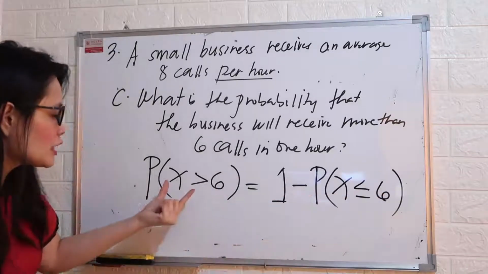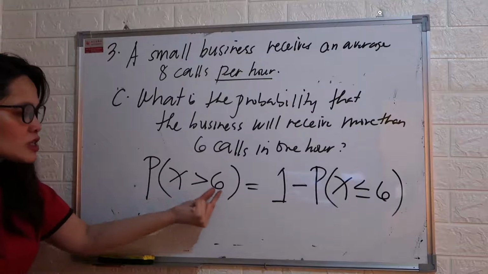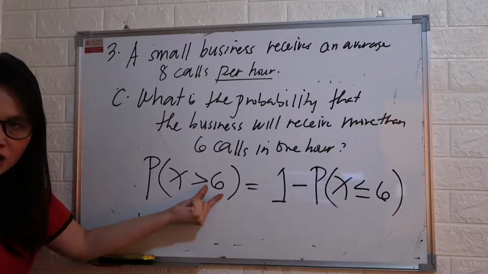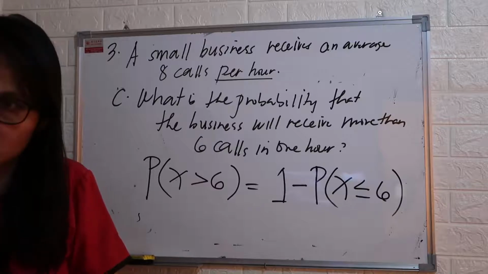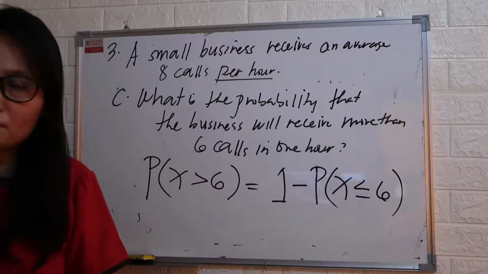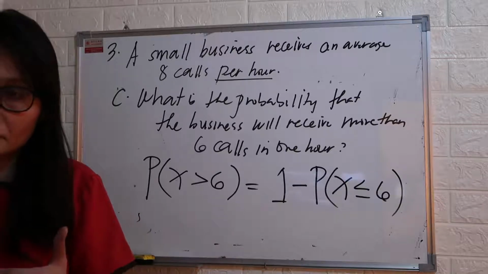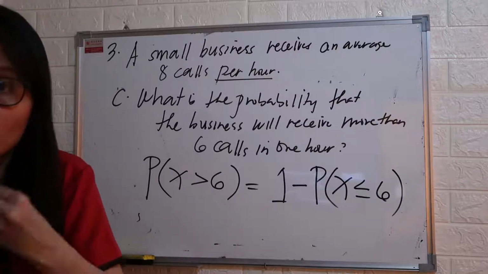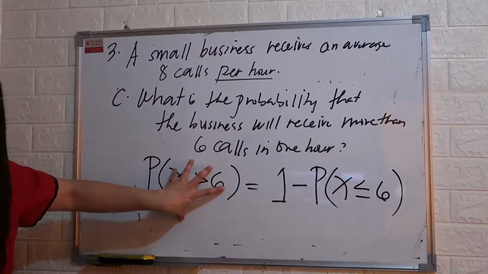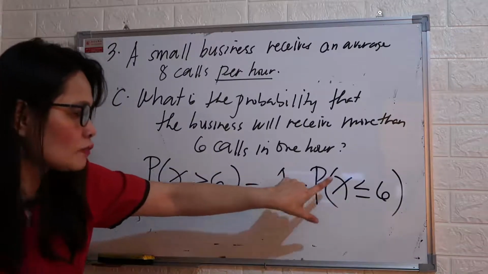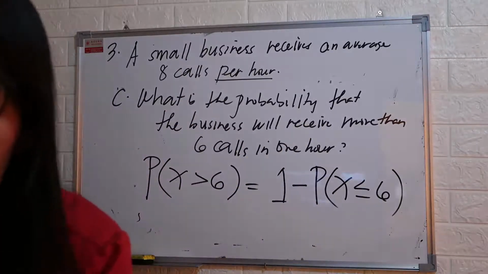Because if we're going to use this one, the probability that the business will receive more than 6 calls, that's too long. Okay? Pwede maging infinite, pwede maging 20 calls, 30 calls. So 7 to infinity. We cannot add that because it's infinity. But how do we solve it? To solve it, 1 minus the opposite of this one, which is the probability of x less than or equal to 6.